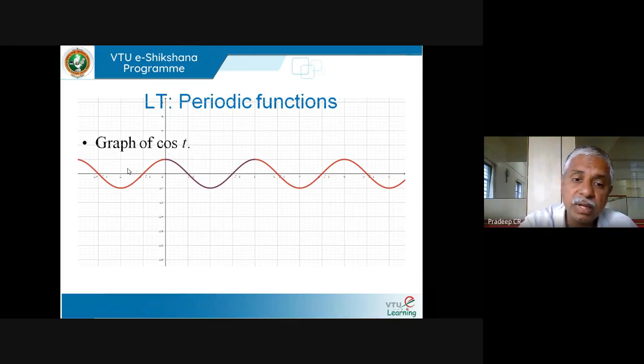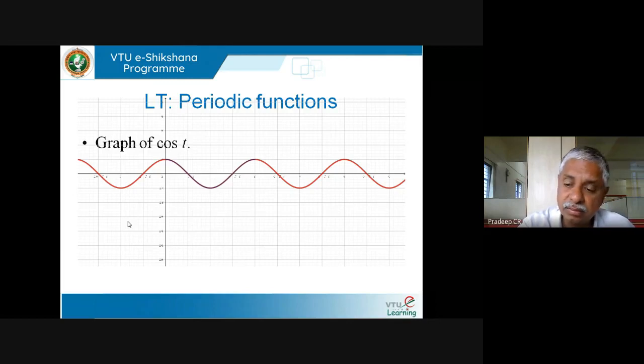What is the phenomenon? You start at any point between 0 and 2 pi. Say I start here. Here means I have walked some distance from 0 to this much. And the same distance you walk from 2 pi in this direction. Whichever point you reach, the cos at that point is the same as cos at this point. Correct? So that means what? Cos of t plus 2 pi is cos t. Which means cos is a periodic function with period 2 pi.